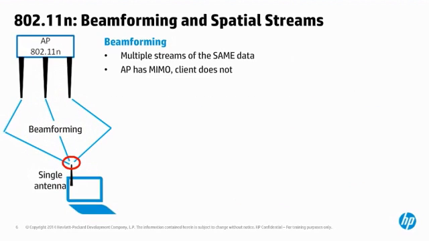Beamforming is a feature that sends multiple streams of the same data from its transmitting antenna array. The transmitter adjusts the magnitude and phase of each transmitter to optimize how they are received by the client. This feature is especially useful when the AP has multiple antennae, but the client has only one.